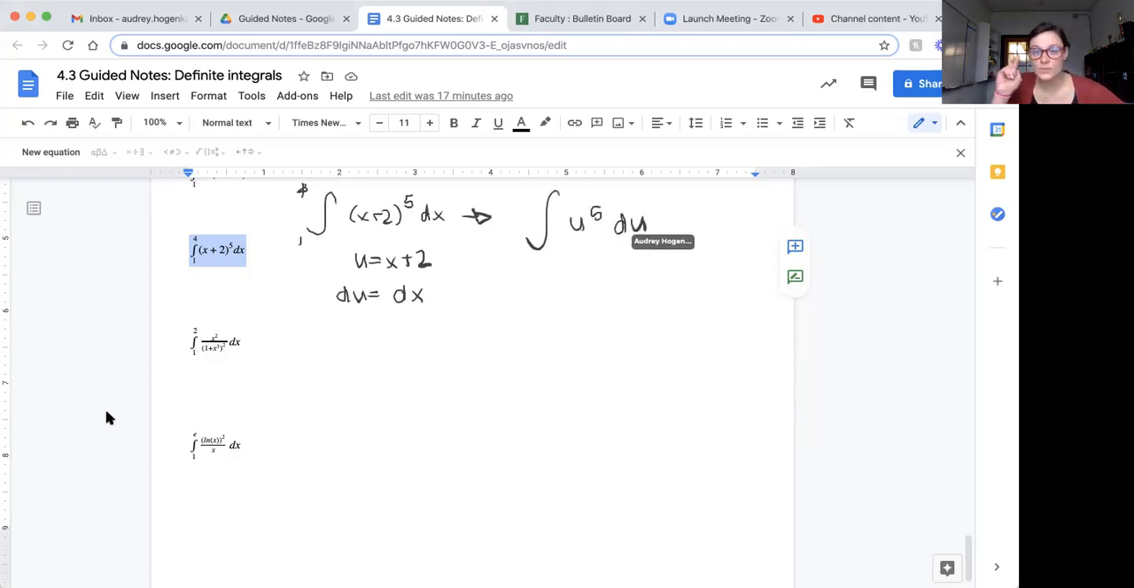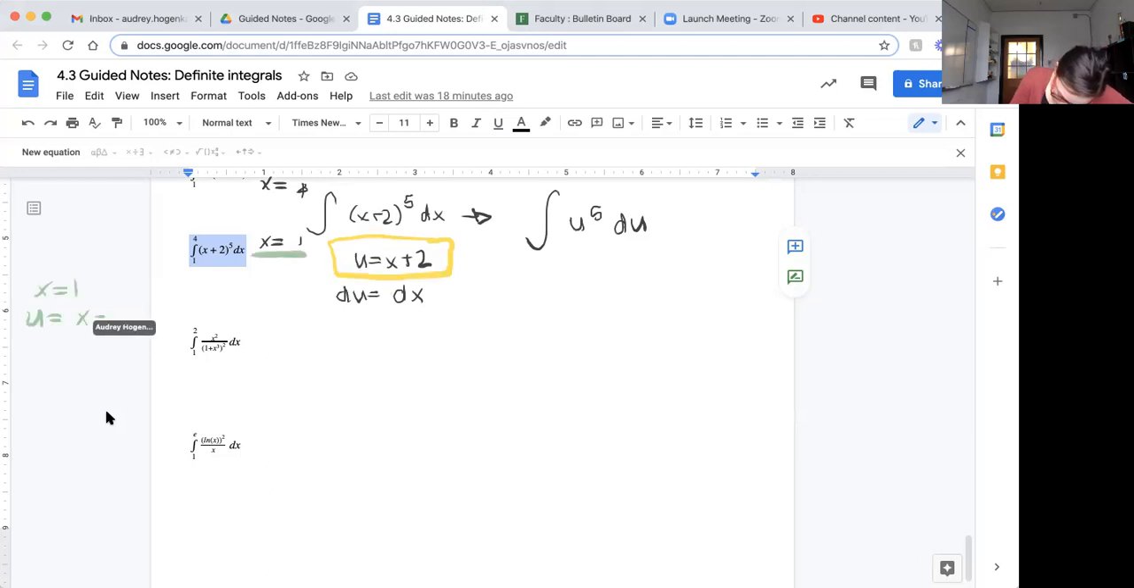And now I'm going to change my bounds to be with respect to u. So I know that these bounds are x equals 1 to x equals 4. Now I need them in terms of u. Conveniently, I have an equation for u in terms of x, and that is right here: u is equal to x plus 2. So for my lower bound, x equals 1, so u is equal to 1 plus 2, which is 3. So my lower bound in terms of u is going to be 3, and I'm going to put that right here.